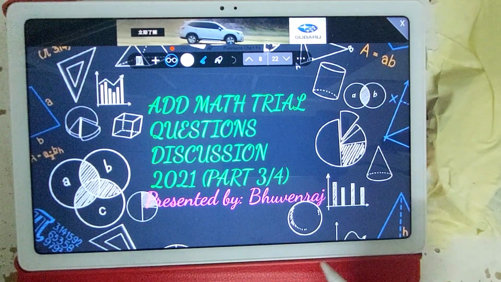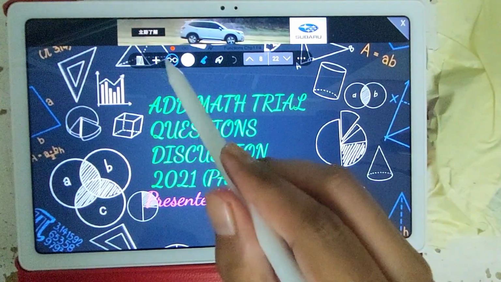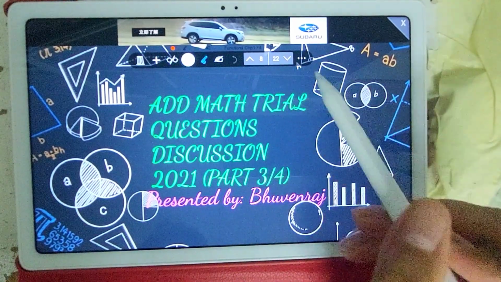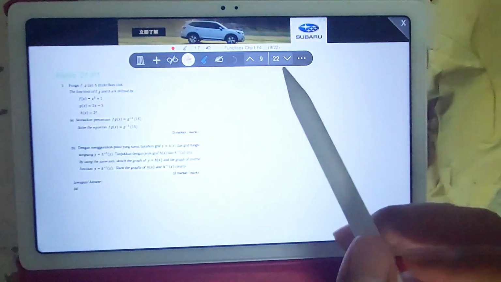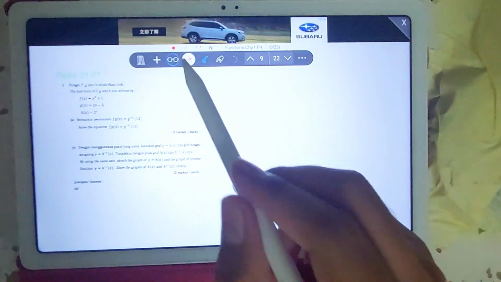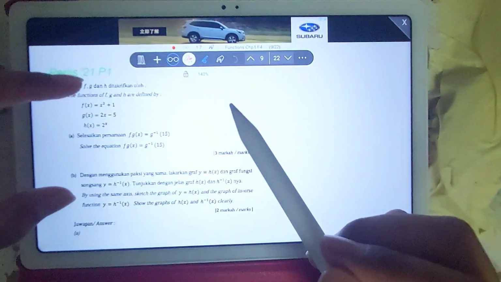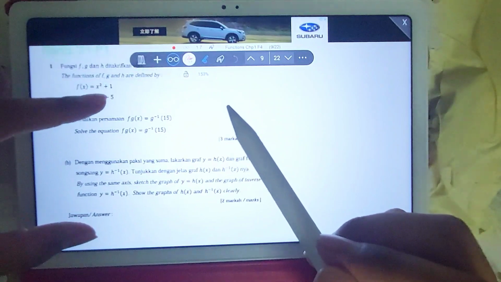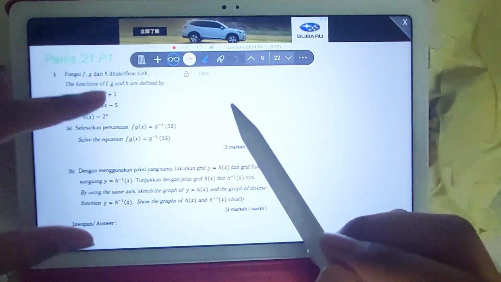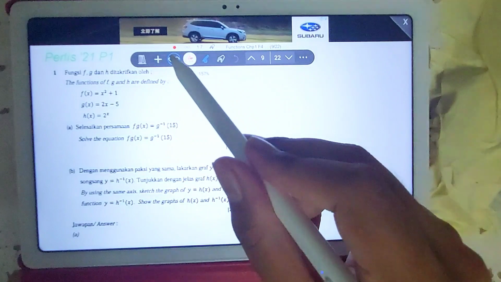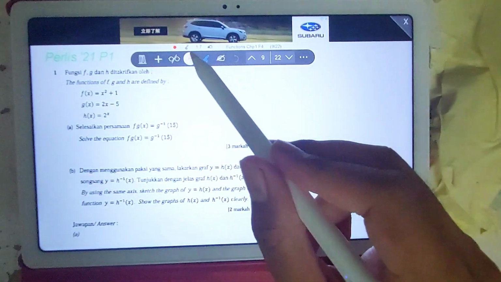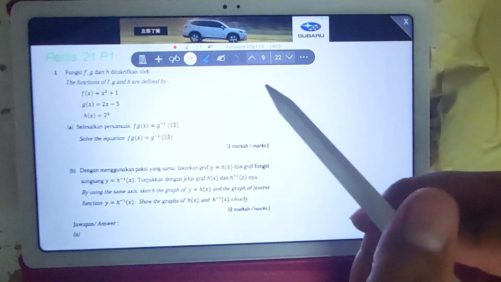So yeah, let's get into it. So the first state we are going to go to today is Perlis, as you can see. So here's the question, and this of course are all the compilation of 2021 questions. So first of all, let's review the question one by one.